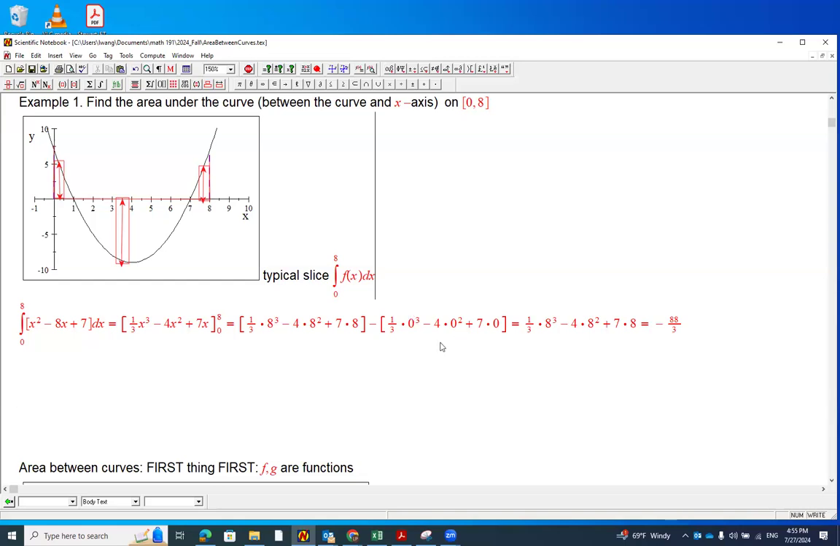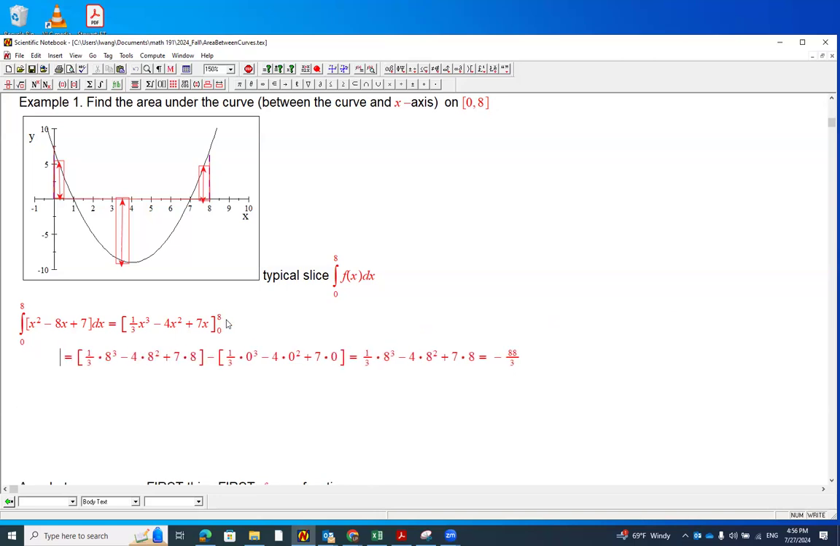So let's finish this example. In this example, of course, the function is x squared minus 8x plus 7. We apply the fundamental theorem of calculus, and we evaluate between 0 and 8. You can pause and take your time to finish the question. So we get the final answer, which is actually a negative number. If you look at the area between the curve and the x-axis, it's no surprise, because the negative area looks way larger than the sum of the positive area.